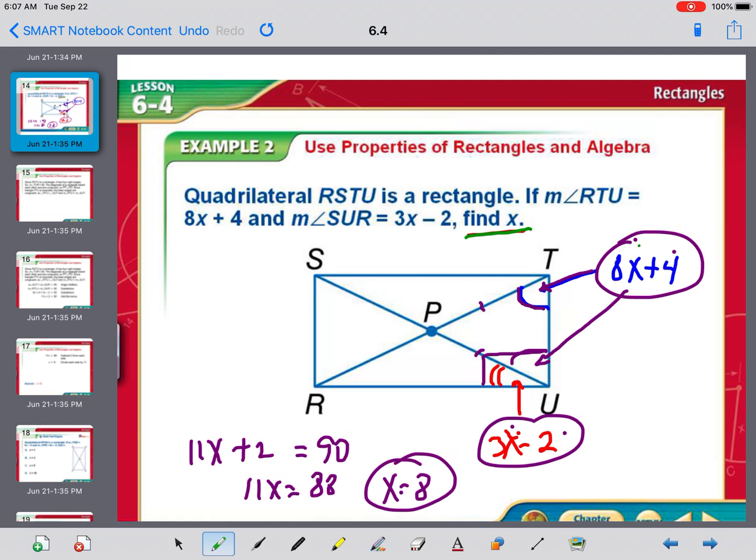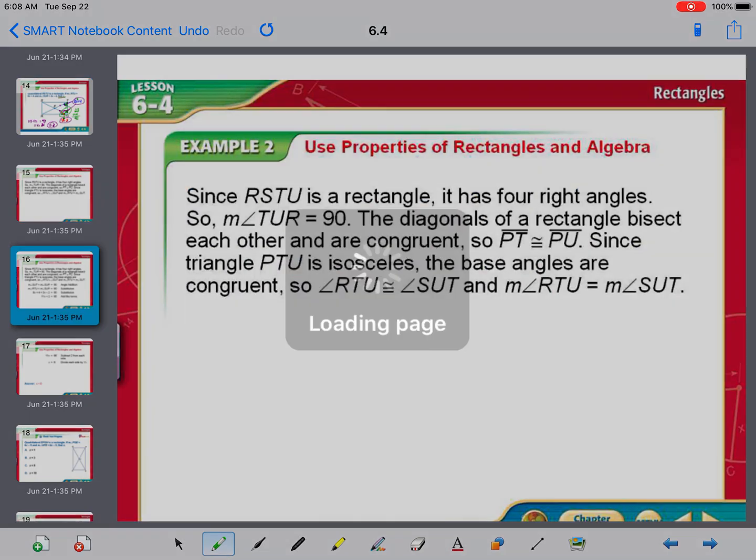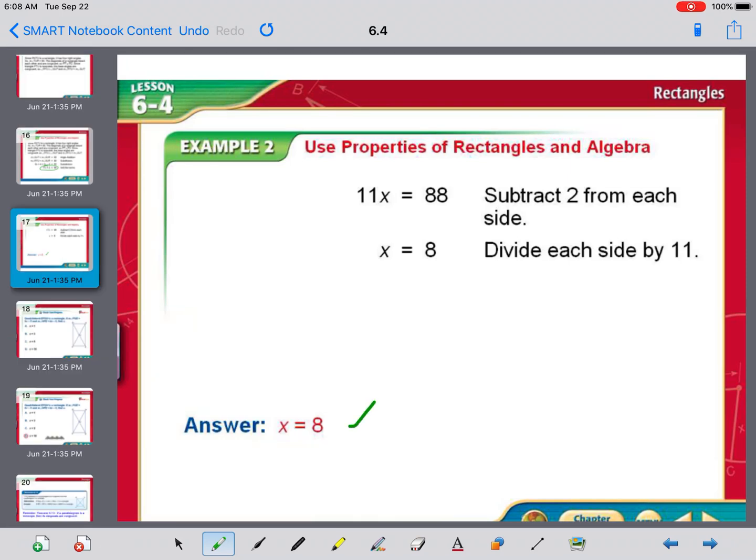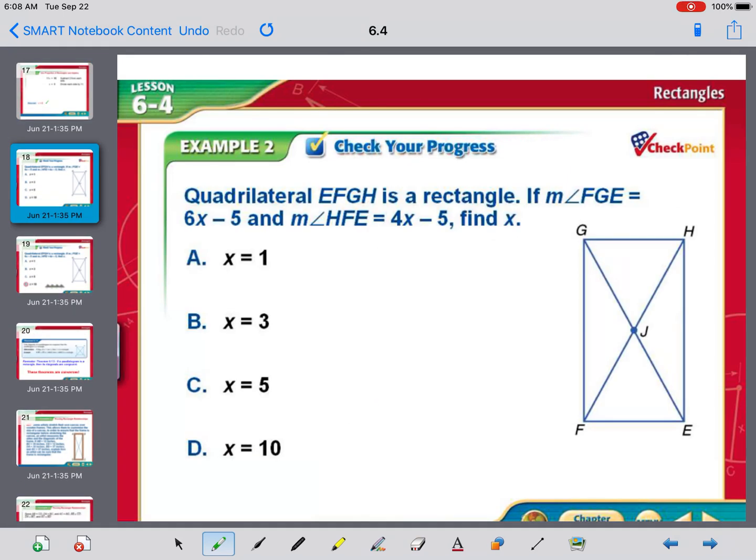What if they'd asked me to find the measure of one of these angles? Like I put the 8 in here, I get 64 plus 4 is 68. So that's 68. I put the 8 in here. That's 24 minus 2 is 22. What is 68 plus 22? It checks, doesn't it? It's 90. So you can see they got that equation that we did, and they get the 8 that we did.